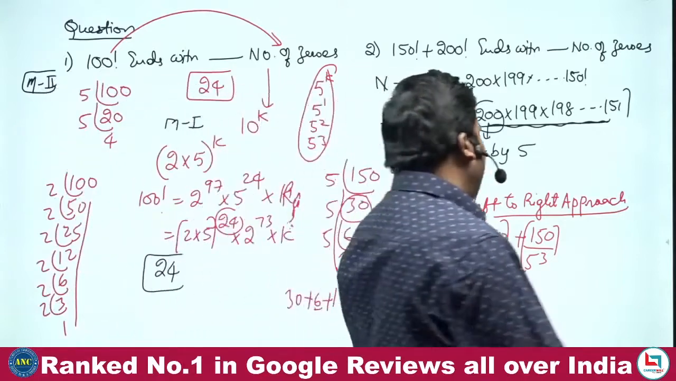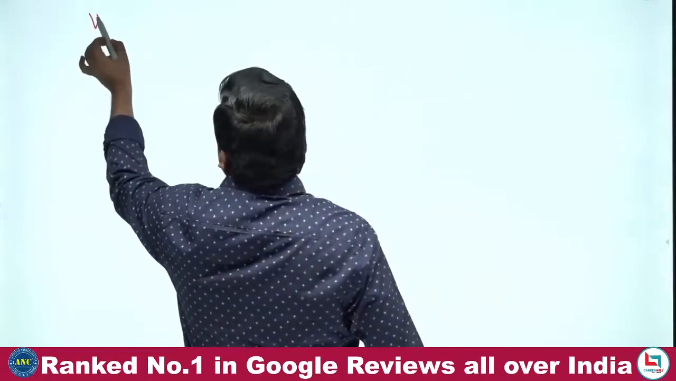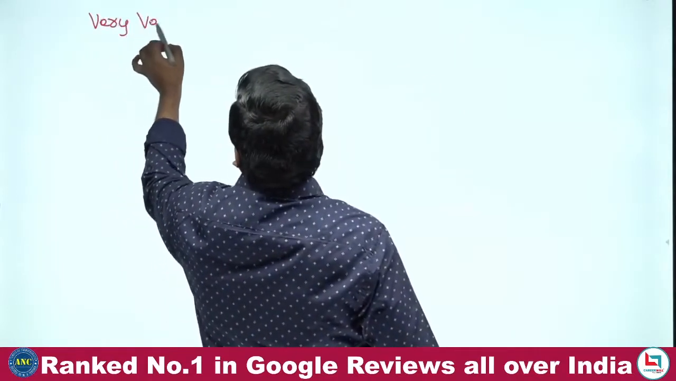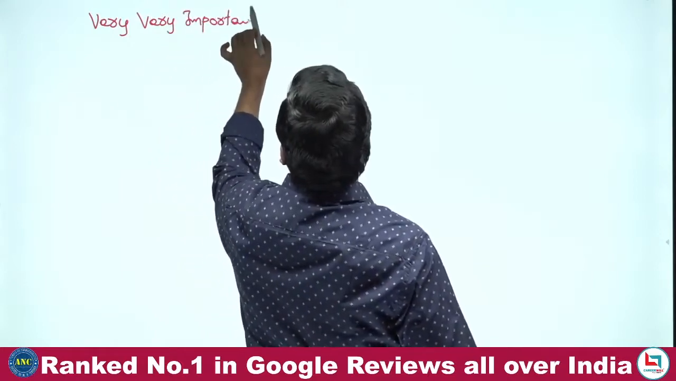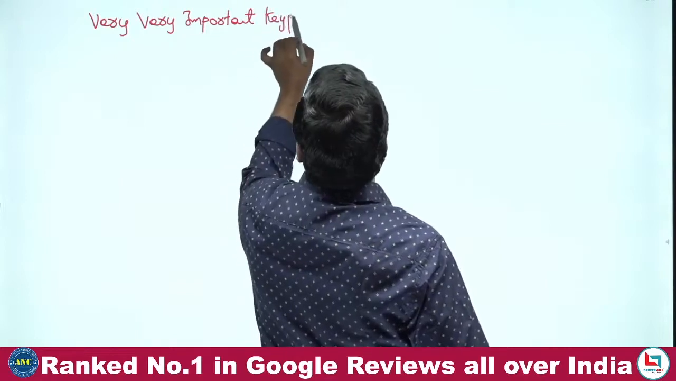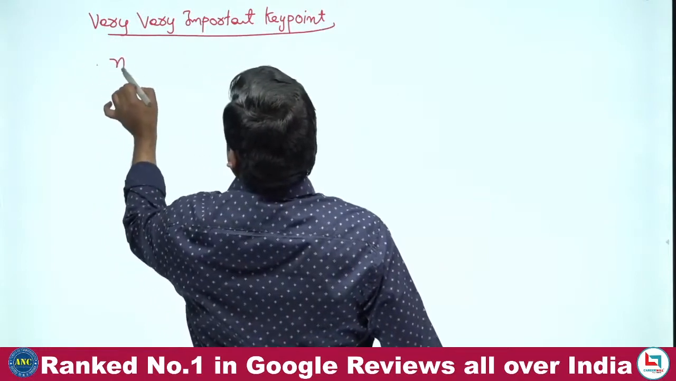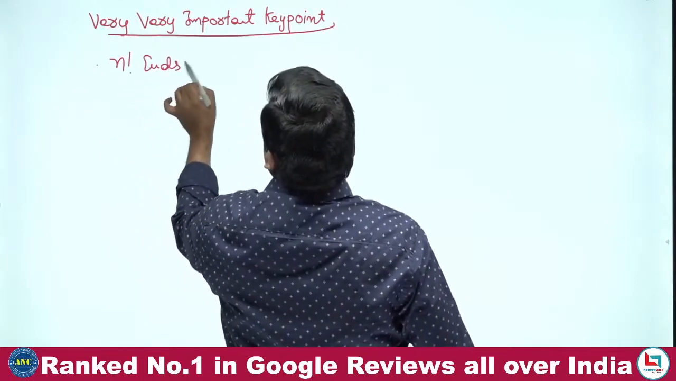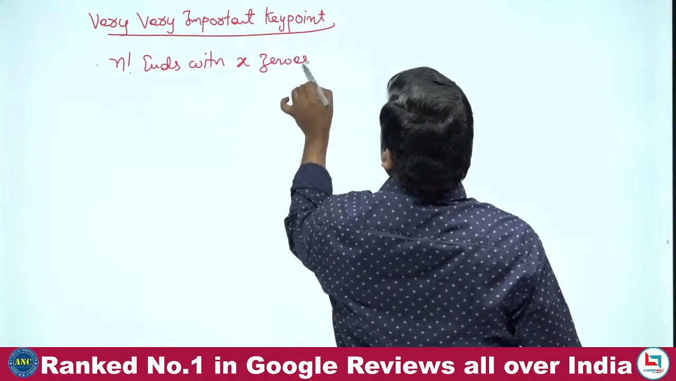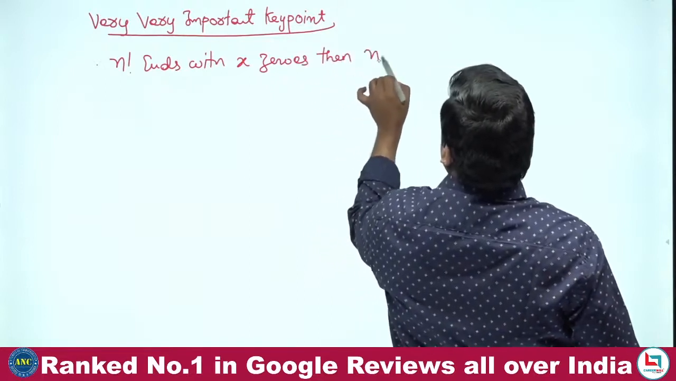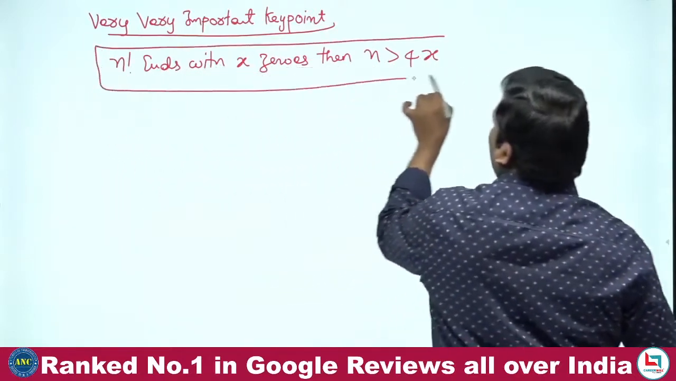Now, this is very, very important. The most important slide, sir. Extremely important key point. Listen carefully, sir. Key point: if n factorial ends with x zeros, then n is greater than 4x. Please make a note of it, sir. We will see the proof also.